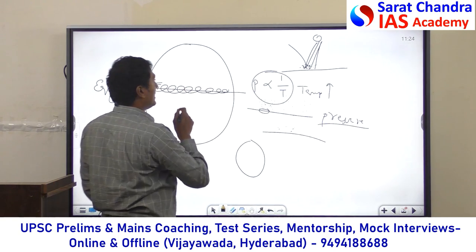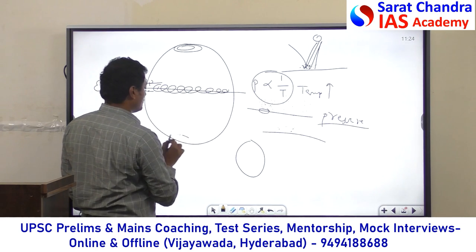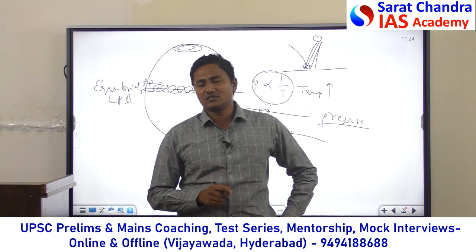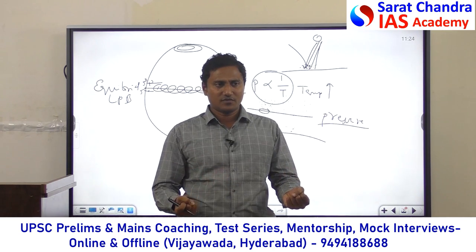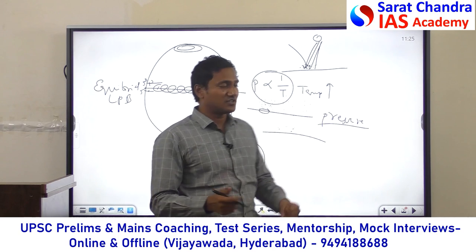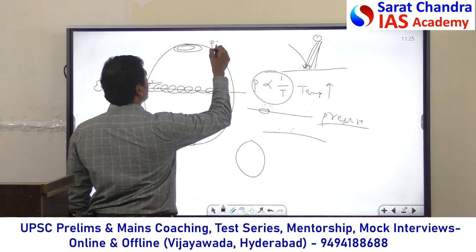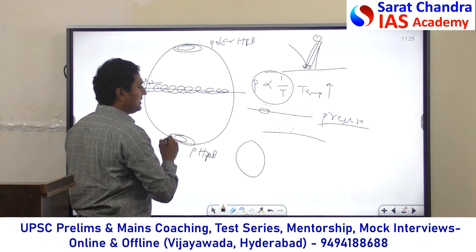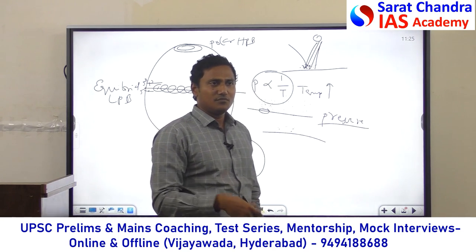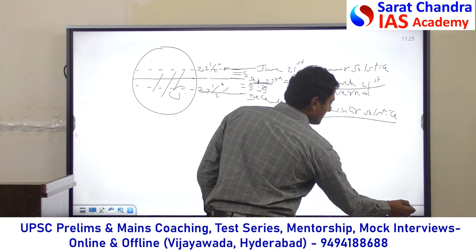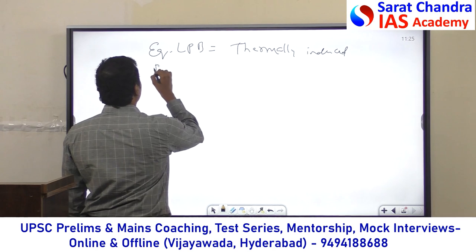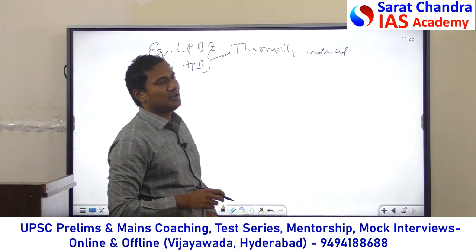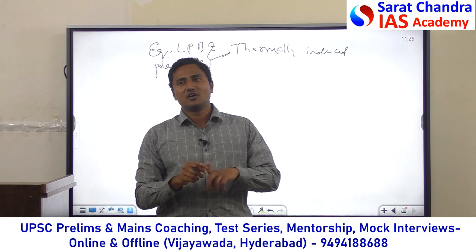Then take the polar area. This polar area, either the North Pole or South Pole, will have extremely low temperatures. Very cool areas. Because of extremely low temperature, cold air, heavy air, the pressure will be high. So we call this the polar high pressure belt. Tell me, is this thermally induced or any other reason? Thermal only, because of low temperature only, no? So even the polar high pressure belt is because of thermal reasons. So what are the thermally induced pressure belts? The equatorial low pressure belt and the polar high pressure belt, right?